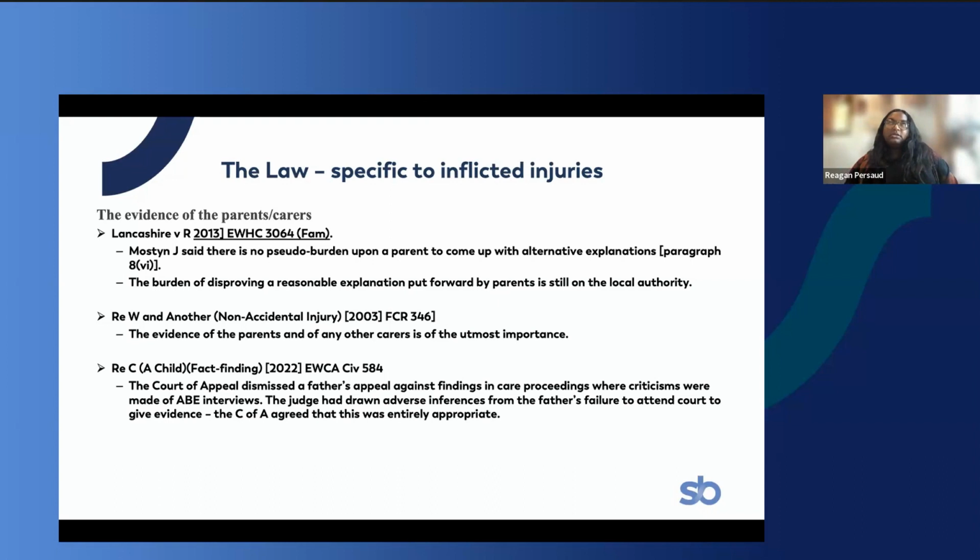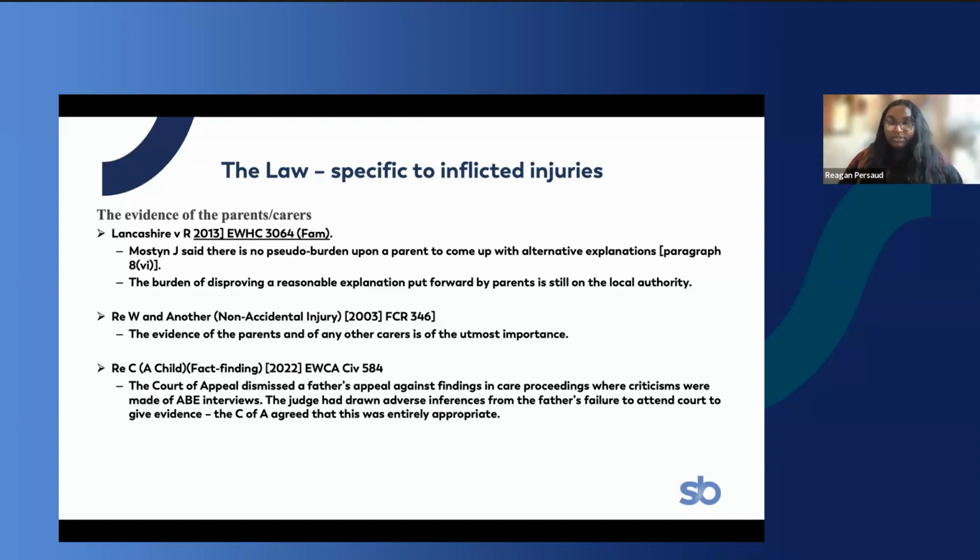What Mostyn looked at and considered in that case was this: if the parents come up with an explanation, it is on the local authority to disprove it. Actually, there's no burden on a parent to give an explanation. The local authority still has to prove. But if they do come up with an explanation, it is on the local authority to disprove it. So they don't have to prove that what they say has caused the injuries. The local authority has to disprove what they've said.